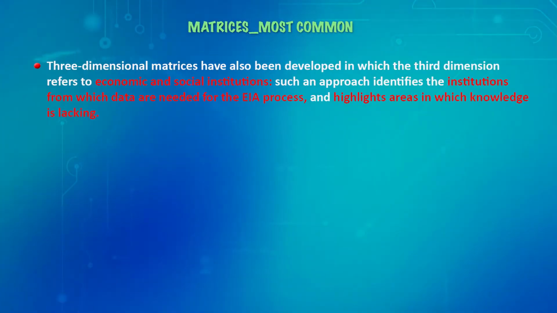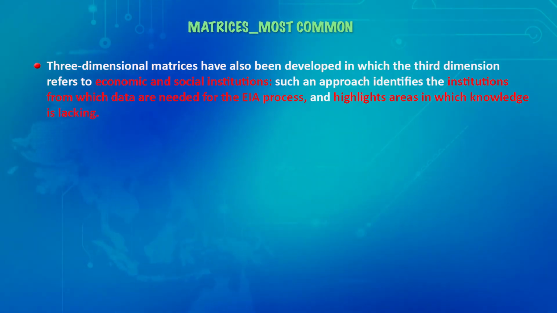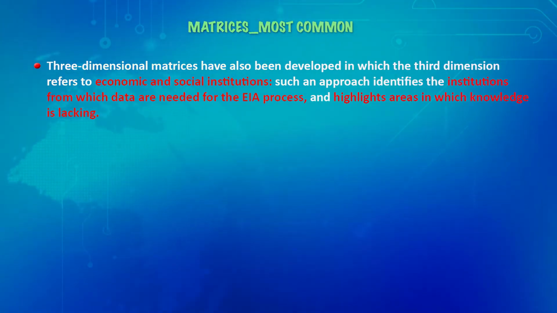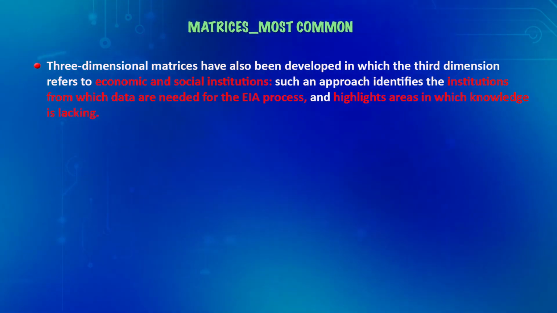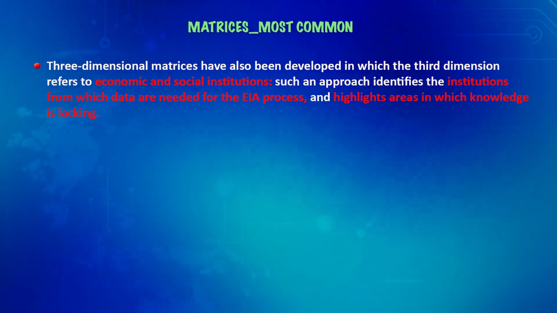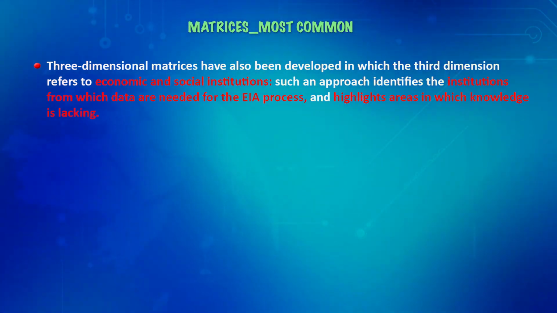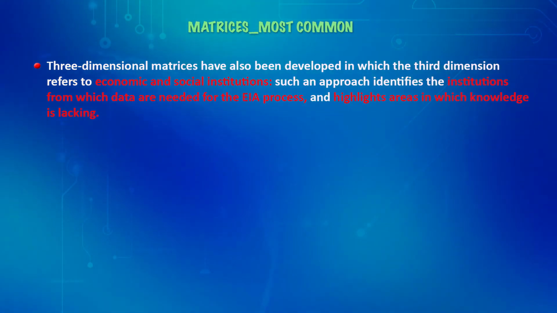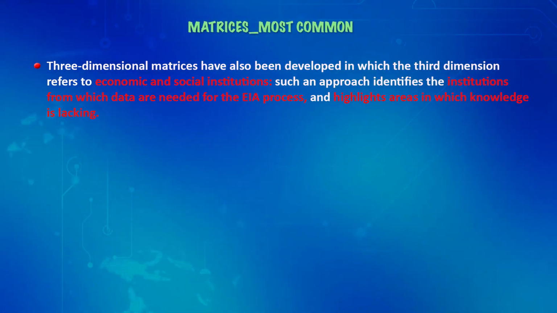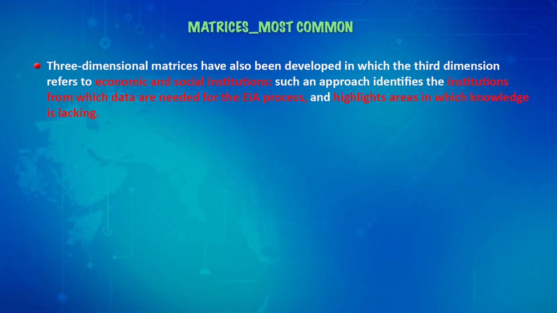So this is basically about the matrices, and as far as the types of matrices are concerned, there are different types. Just now we discussed the simple one, which is the 2-dimensional one. There are 3-dimensional matrices also. It has been developed in such a way that the third dimension refers to the economic and social institutions, and such an approach identifies the institutions from which data are needed for the EIA process. So in the 3-dimensional matrices, along with the impact sources and impacts, we have the economic and social institutions also.